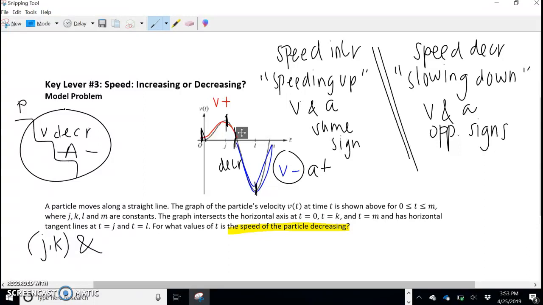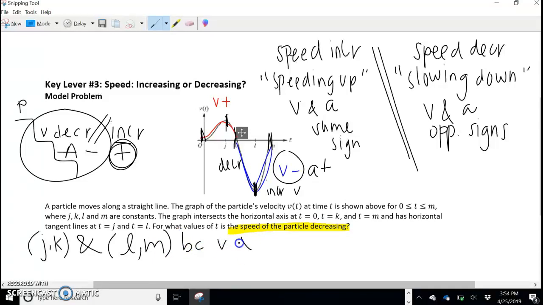But keep going from L all the way to M, and oh my gosh, what do I see? I see increasing velocities, which means if velocity is increasing, the acceleration one step below has to be positive. And that's what I'm looking for. So another location where my speed is decreasing is between L and M. And this is because of our annotations, because velocities and accelerations have opposite signs.